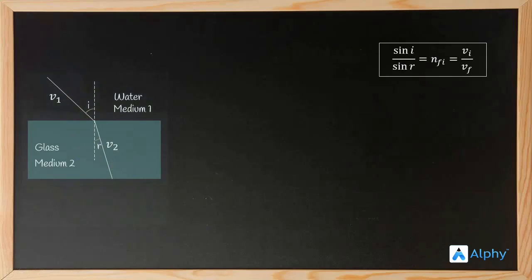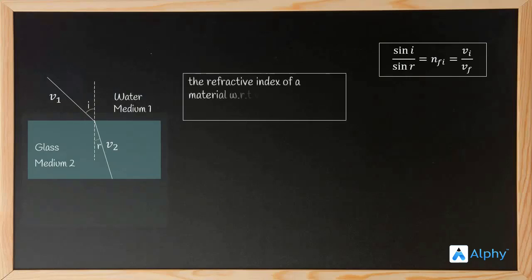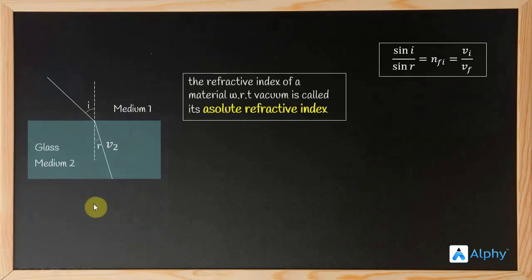Now let's see another important terminology related to refractive index, that is the absolute refractive index. So absolute refractive index is simple. It is just the refractive index of a material with respect to vacuum. So if instead of this water around there was nothing, that means the medium one was vacuum, and imagine a ray falling just like the previous, but this time the speed of the ray would be the speed of light in vacuum, which is a universal constant. We represent it by the letter c.